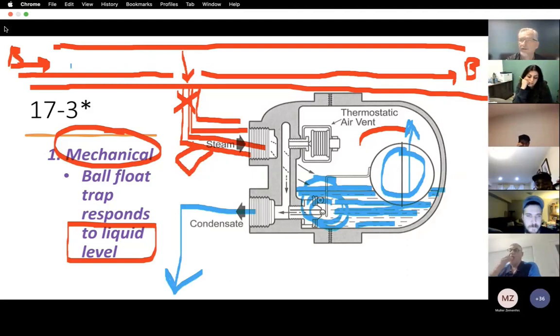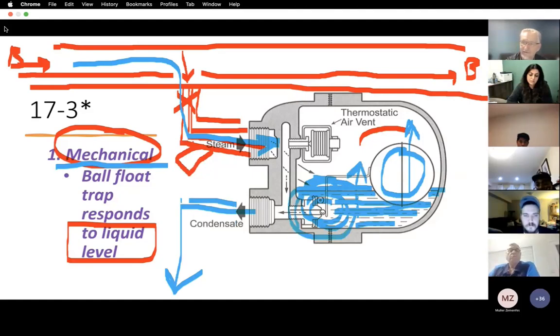If there's water in here, we want to get rid of it as soon as we can. So it's going to go into the trap. Trap removes the water, drains the condensate. A mechanical trap responds to the liquid level. As the liquid level comes up, a little valve opens, gets rid of the water. It's just that simple. Okay.